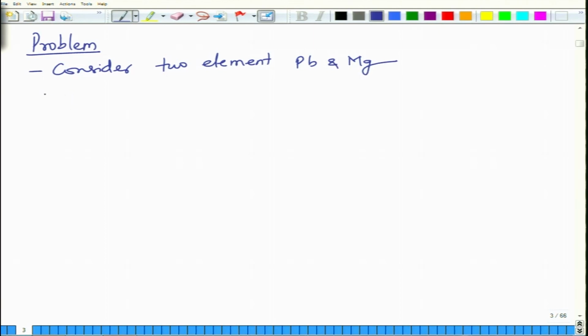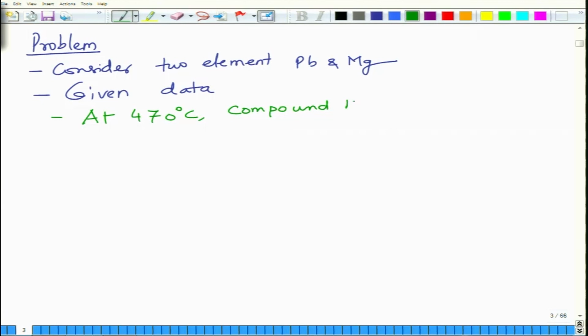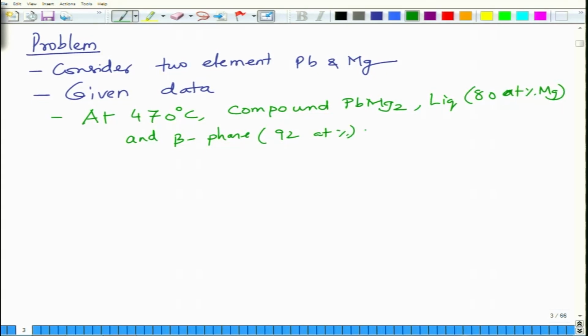Now the data that is given is, first you are told that at 470 degrees centigrade you form a compound PbMg2. Liquid of composition 80 atom percent magnesium and beta phase of composition 92 atom percent magnesium are in equilibrium.